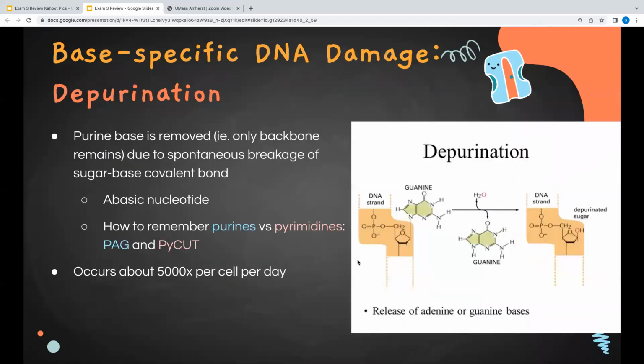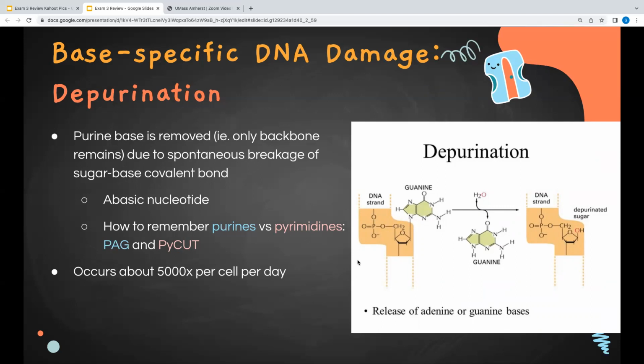All right, common types of DNA damage. MMR and DNA proofreading are really for mutations. We're going to start talking about DNA damage. DNA damage is a physical change to the DNA that should not be present in the DNA. That's how you distinguish DNA damage from mutation.